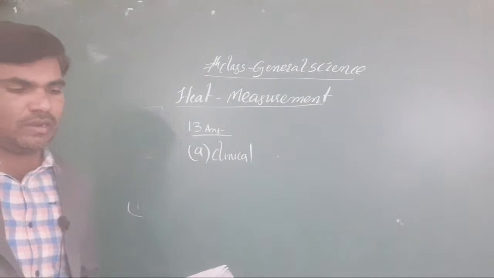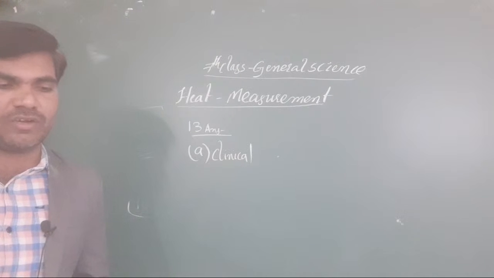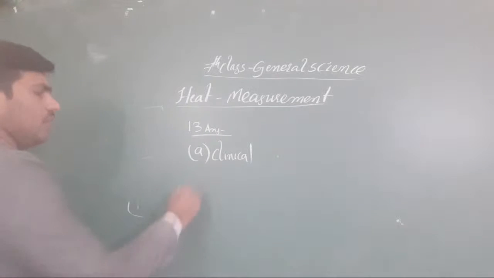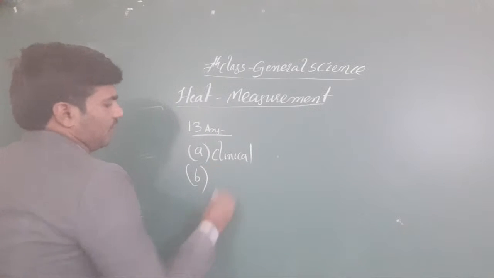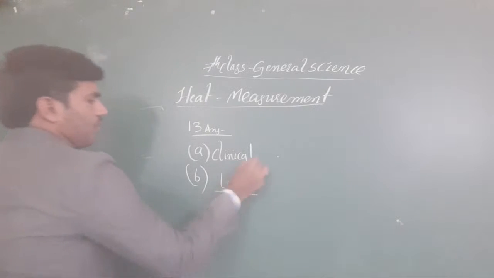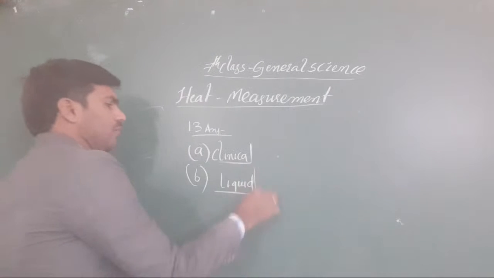Got it? Next, come to here. At room temperature, mercury is in which shape, which format? It is in a liquid format. Clear or not, all of you? In a clinical thermometer, the mercury will be in liquid format.